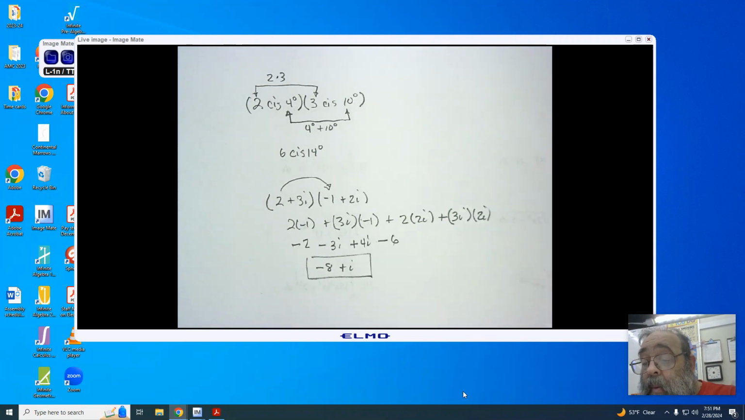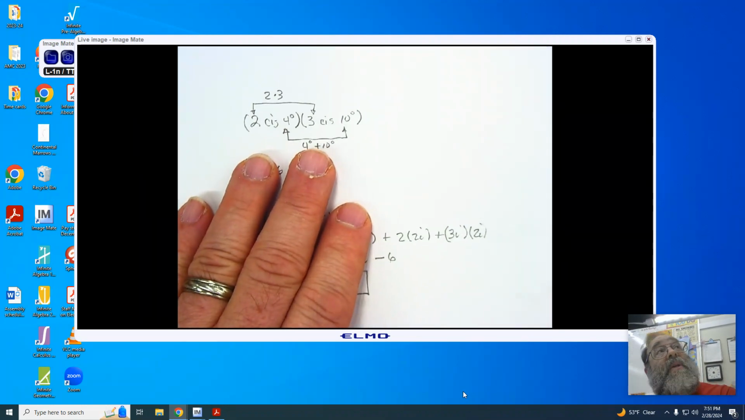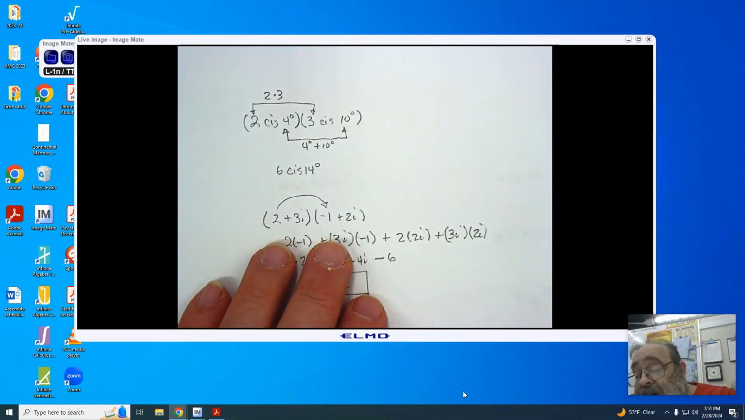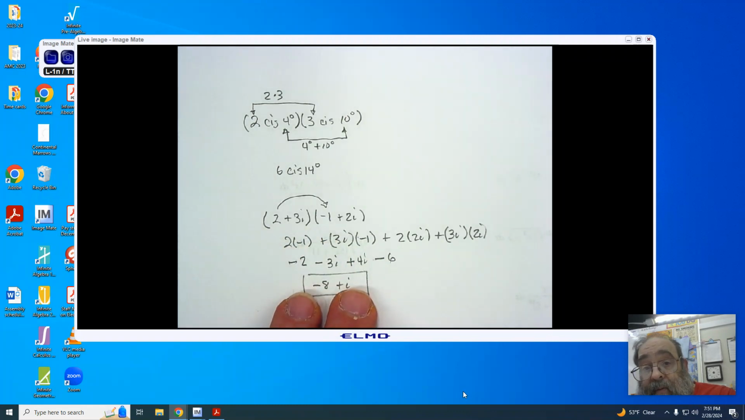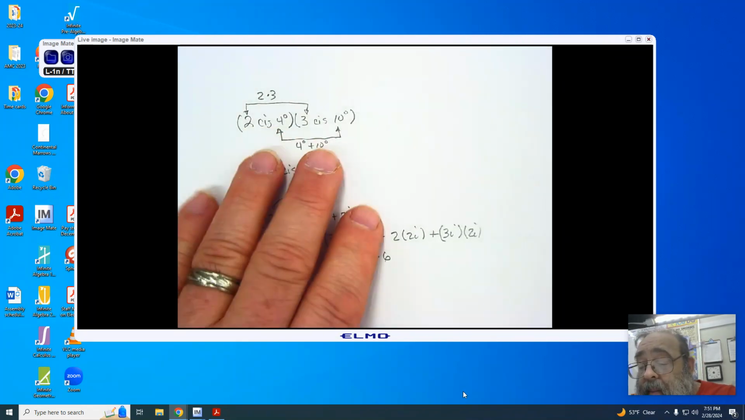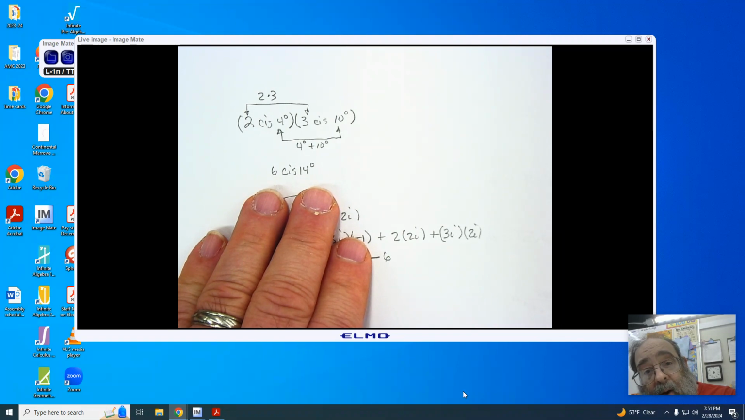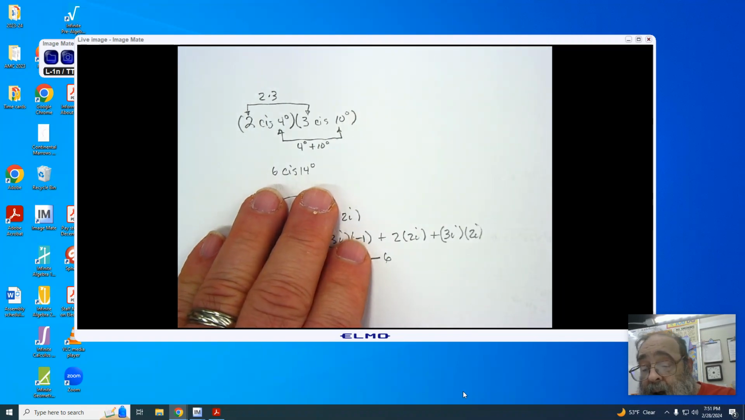Once again, why convert it into our cis form if we already have rectangular form and can simply FOIL? So keep in mind that this method is only for when we are working with the polar form of our complex numbers. Now, dividing is equally simple. When we are dividing, we simply divide and subtract.